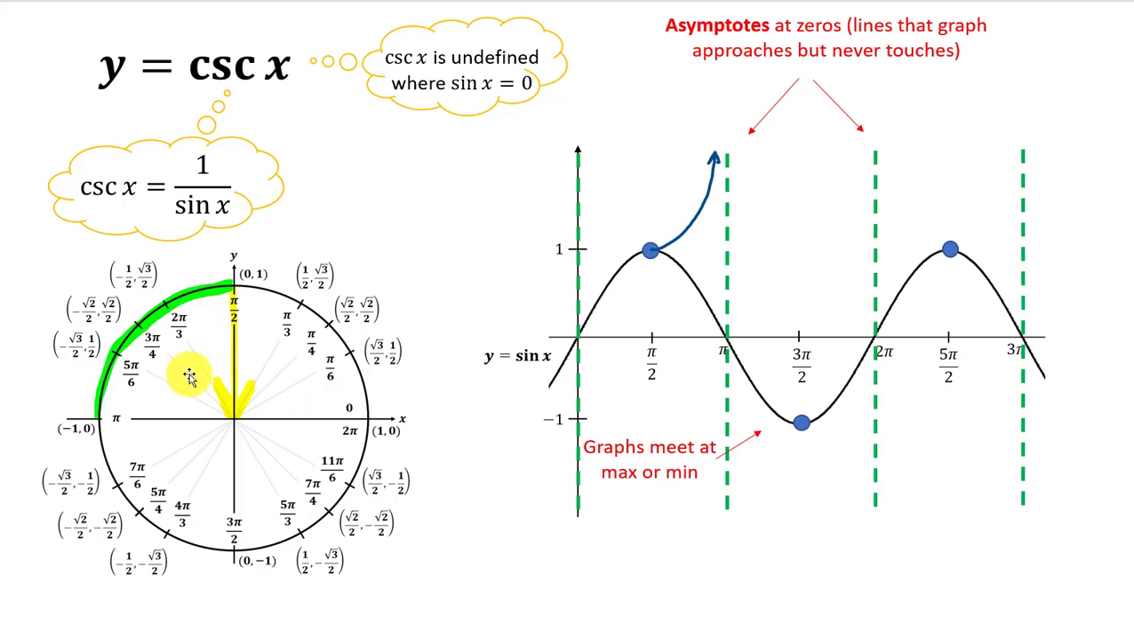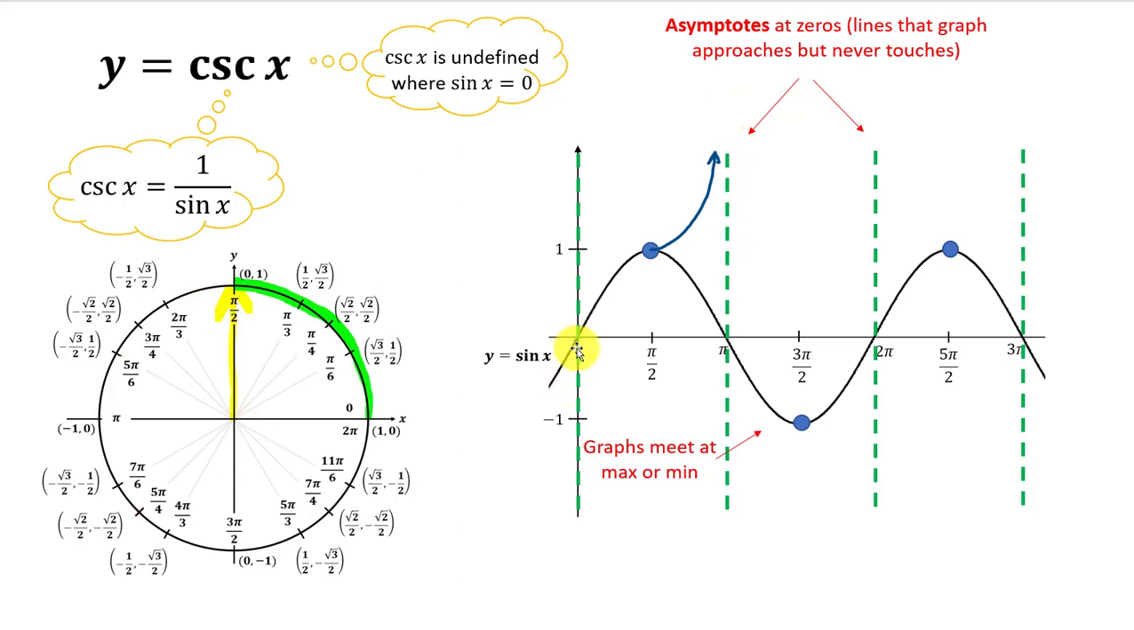And because of this behavior, the graph of the cosecant function on the interval from pi over 2 to pi is going to have this shape. So it's going to be getting larger and larger, approaching the asymptote. However, it will never cross or touch it.